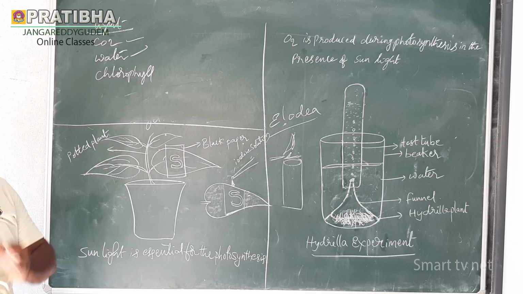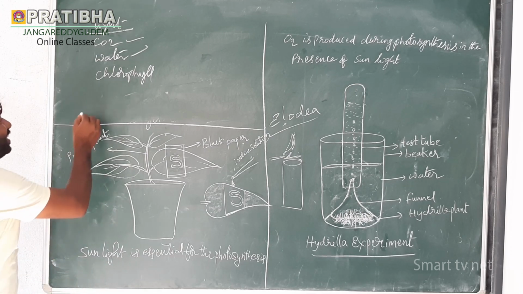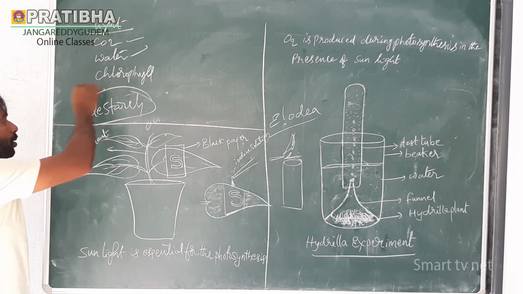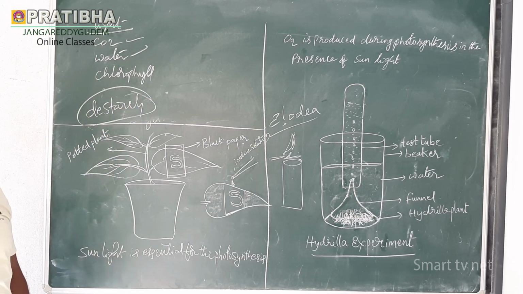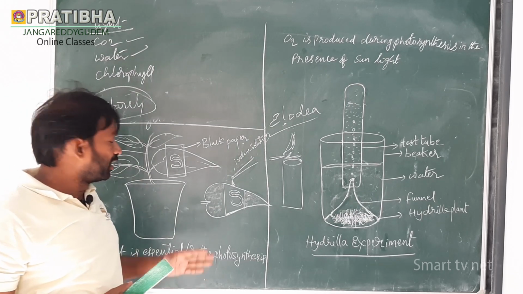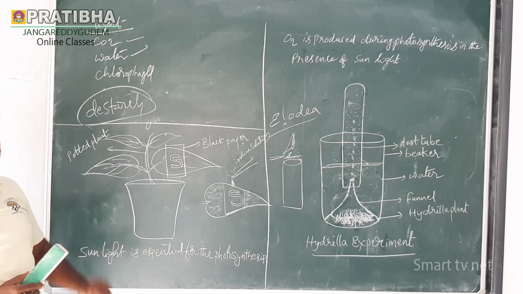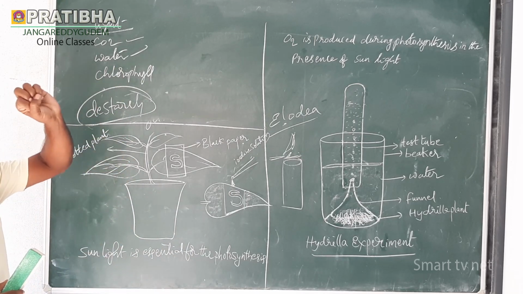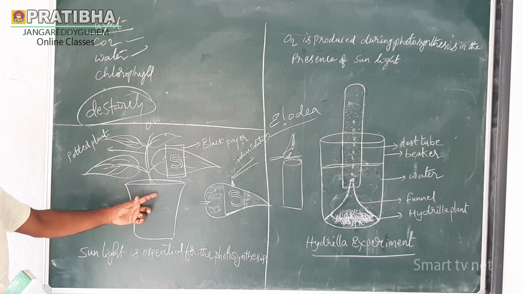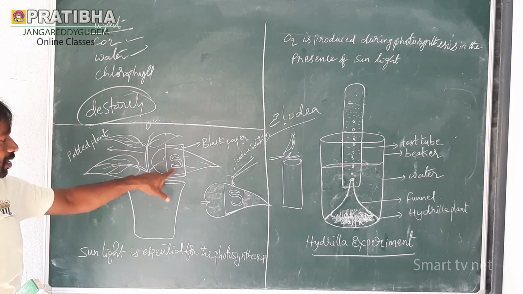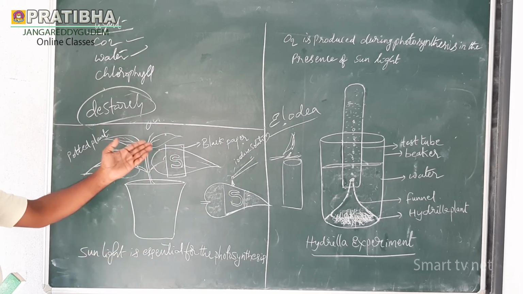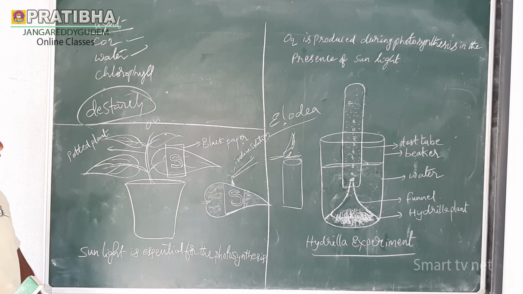Why do we keep it in the dark room? For de-starching. We have to remove the starch from the leaf. Then only we can find out whether photosynthesis is performed or not. That's why we keep it in the dark room for some days. Then take the potted plant from the dark room and take a black paper, and cover one of the leaves as shown in the diagram. On the black paper we can make some designs also.